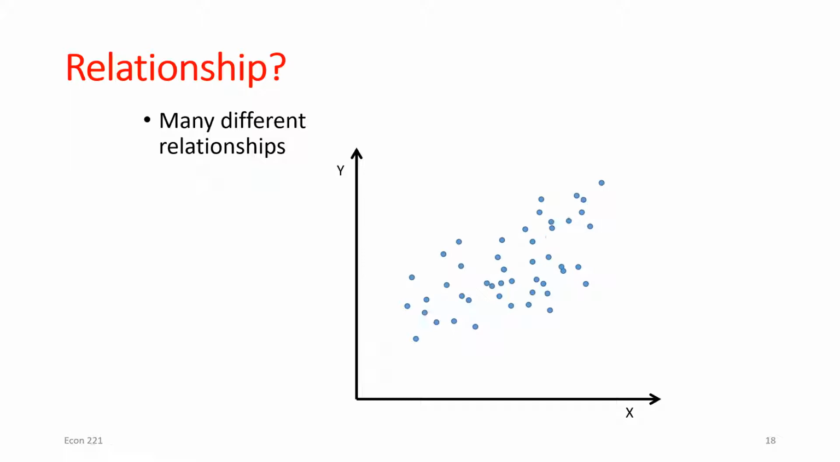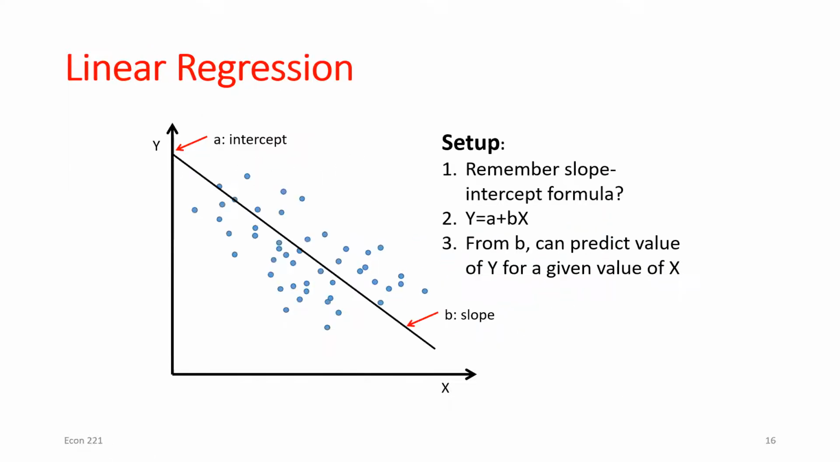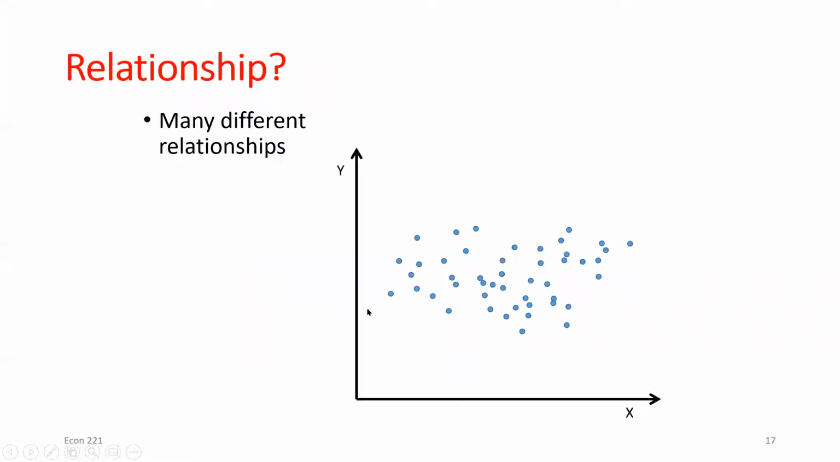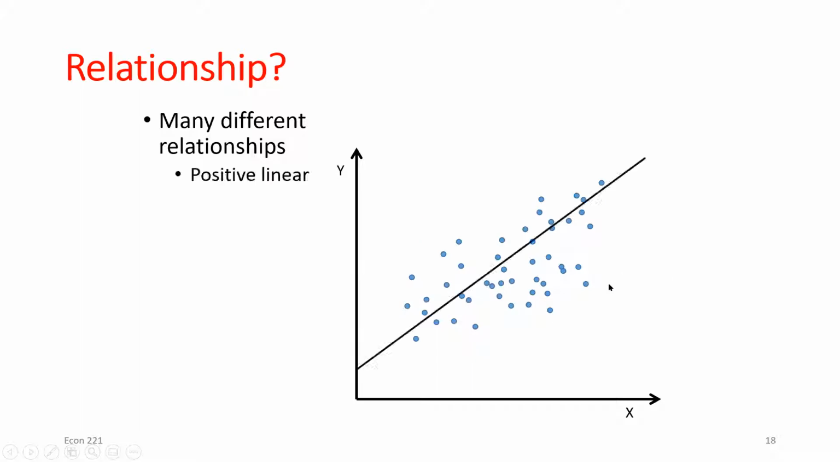So we're going to try to estimate which of these scenarios we have. Do we have this inverse relationship where as X goes up, Y tends to be lower? Do I have no relationship where as X goes up, Y just does its own thing? Or as X goes up, do I see that Y tends to be higher as well? That's what we're going to try to estimate.